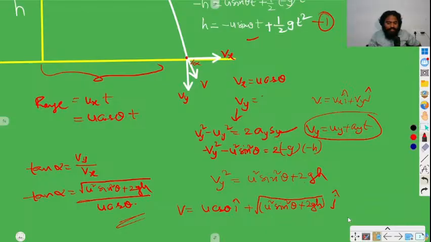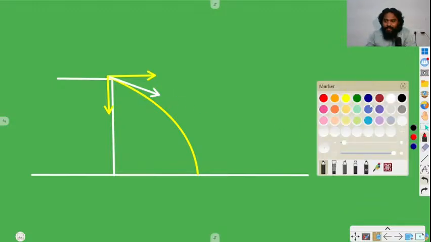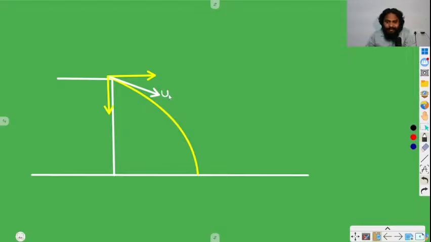Now the third case we will take. Coming to the third case, in this case we are just projecting with u velocity. This time what is happening, the projectile is making an angle theta below the horizontal, right? This is angle theta. Then what is ux? Ux is equal to nothing but u cos theta, and uy is nothing but u sin theta.